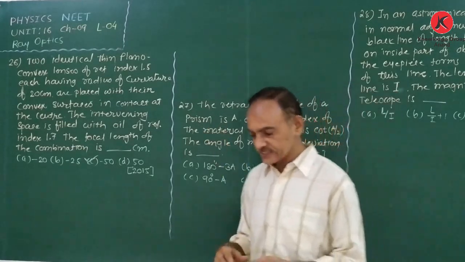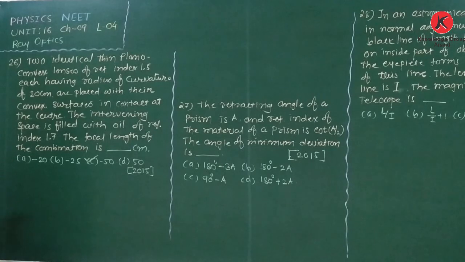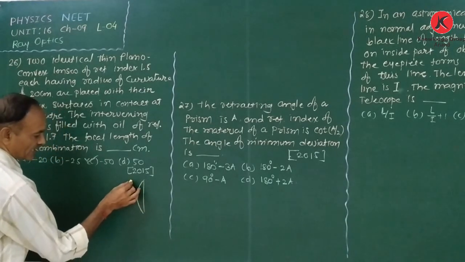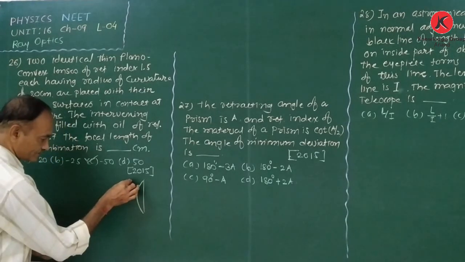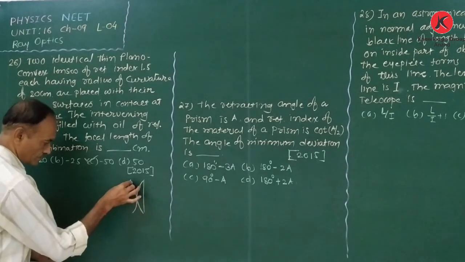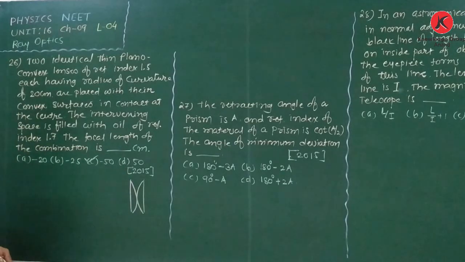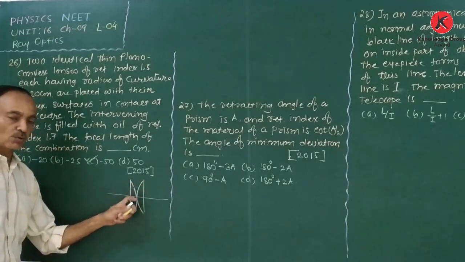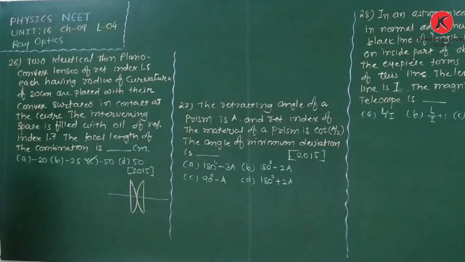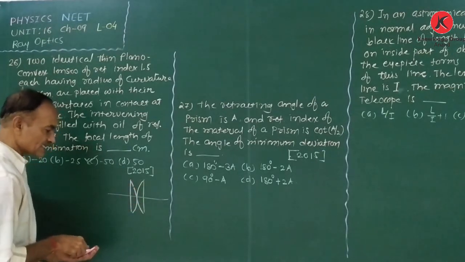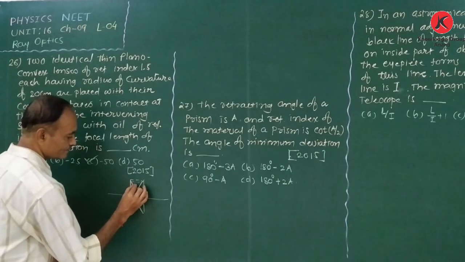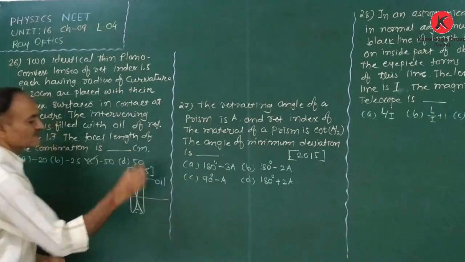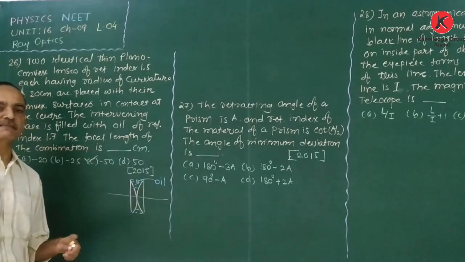First, we try to understand the situation. Two plano-convex lenses are given in this way: one plano-convex lens, and the second plano-convex lens like this. They have the same radius of curvature. Both are placed in such a way that their curved surfaces are in contact at the center. Now, in the remaining space, the oil is filled, with refractive index 1.7. Both lenses are made from glass.